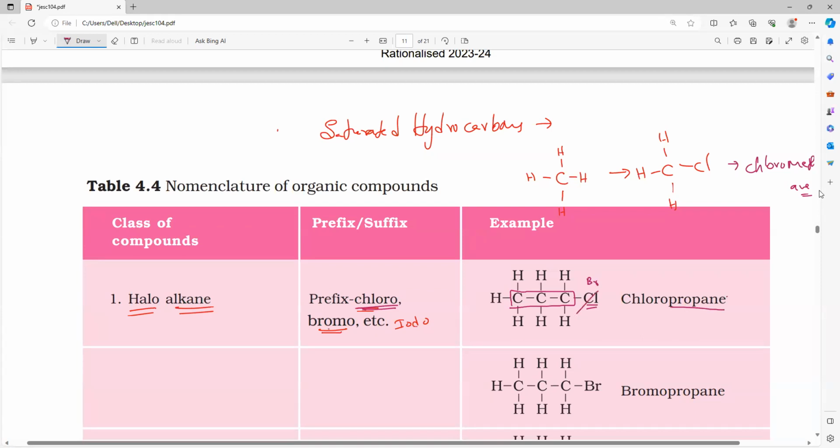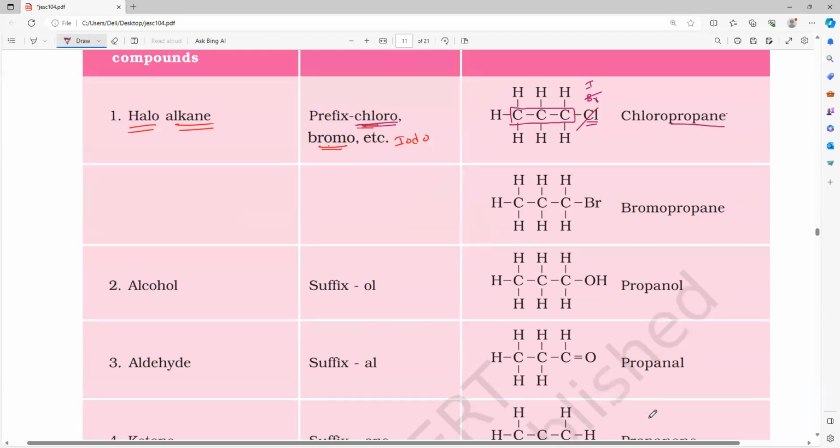What will happen, everybody? If I add iodine, what will happen? Iodopropane. That's all. Bromopropane, iodopropane. Do you understand what I'm saying, everybody? Clear? Yes, please. You can see that they have given: bromine is added, bromopropane; if iodine is added, iodopropane. That's all it is. This is for all haloalkanes, halogens. If you add the halogen, the prefix will come.